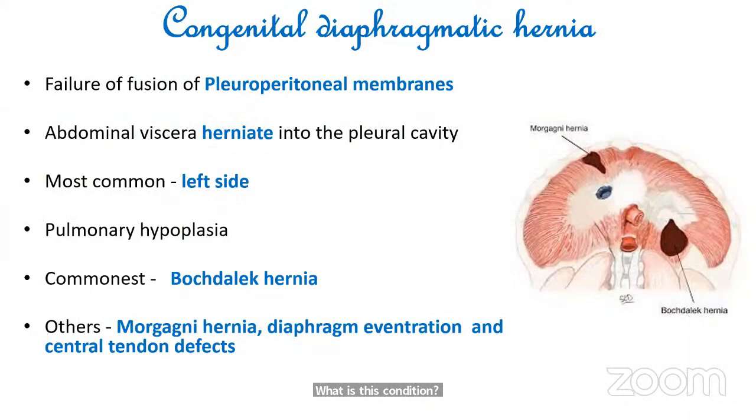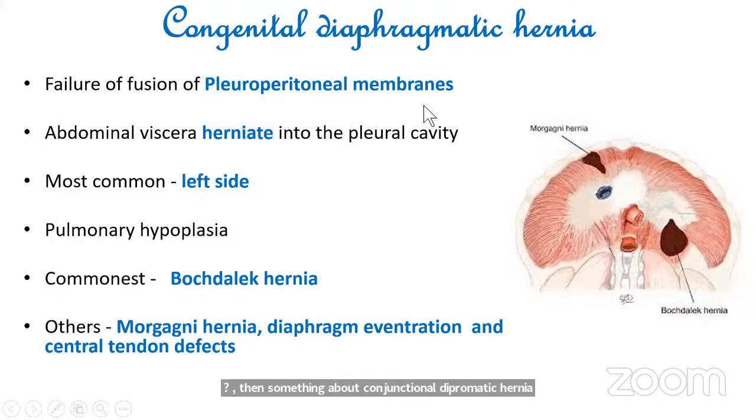Then something about congenital diaphragmatic hernia. This term you should be remembering: failure of fusion of the pleuroperitoneal membrane. There will be a defect, and through that defect the contents will herniate into the thoracic cavity. That is known as diaphragmatic hernia. The most common is on the left side.